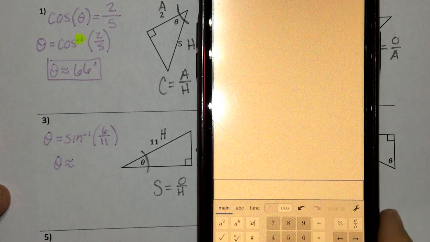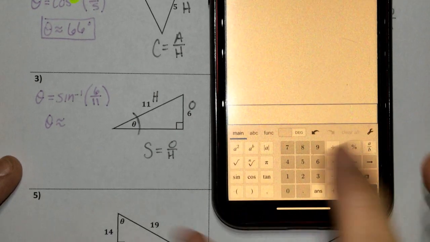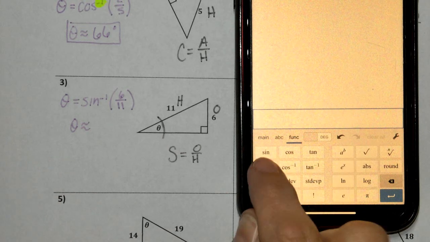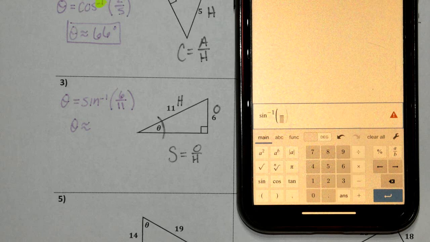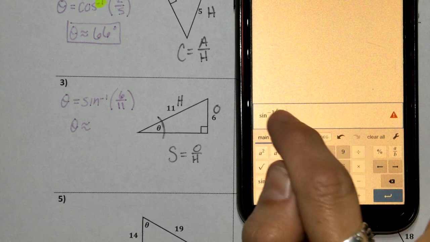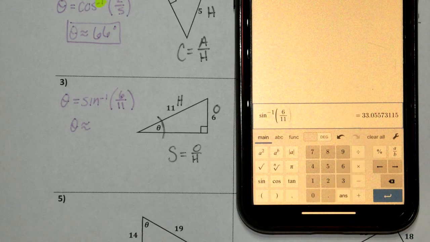Straight back to the calculator. I'm just going to get it all cleared out. I'm going to go to my function, inverse sine, back to main, fraction, 6 on top, and 11 in the denominator. We're going to be at approximately 33 degrees.